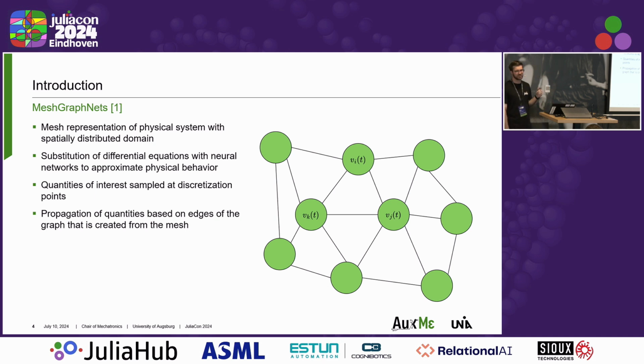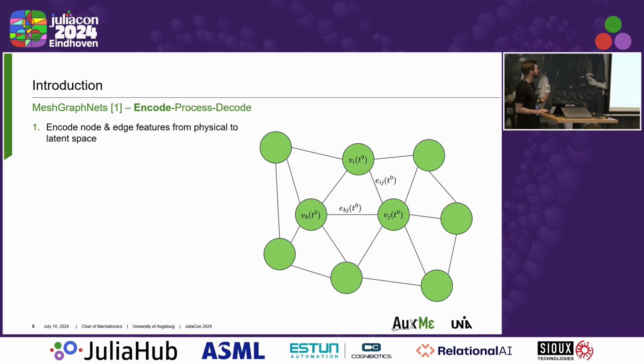You then have the quantities of interest, in the introductory example the velocity in x direction, at the nodes of your graph. And you can interpret it as the mesh or the graph is used to propagate these node features along the edges of the mesh in order to influence nodes further down the graph. But I will dive into the detail on the next slides where I give a quick introduction of how these MeshGraphNets actually work. So they are based on what DeepMind called the encode process decode architecture.